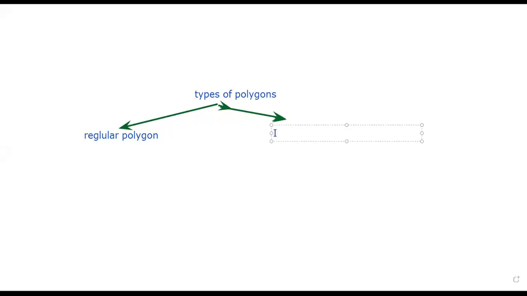Yes, regular polygon. So the two types of polygon, regular polygon and irregular polygon. Do you know the difference between the two types, between regular and irregular? The regular polygon are like the square and the hexagon. The irregular polygon might be made out of triangle or square.